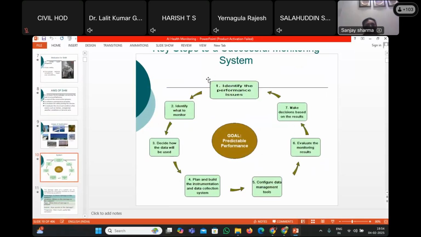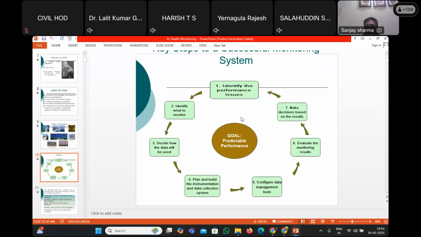So basically the requirement in this case is that we want to identify the performance issue, we want to identify what to monitor in that particular situation, and decide how the data will be used. So we collect the data by monitoring, and then we see how that data is to be used. Then we plan and build the instrumentation for that data collection, configure data management tools, evaluate the monitoring systems and tools, and then make the decision.